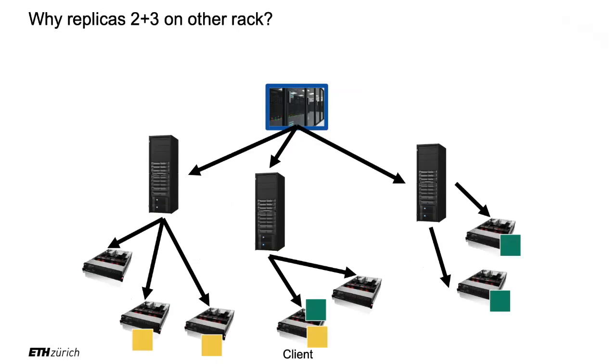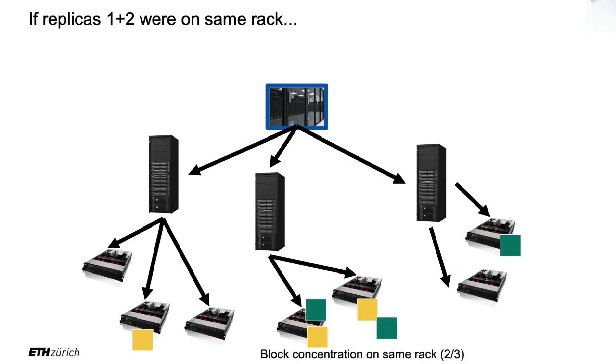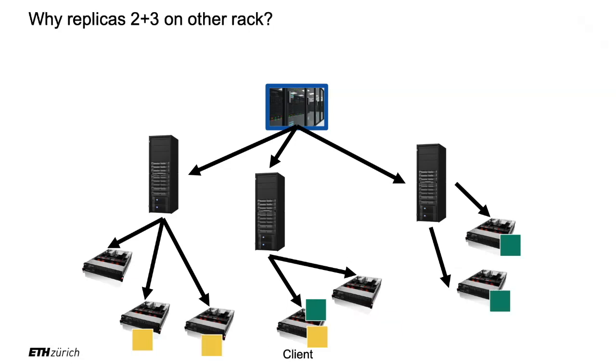Then you could say, okay, why is the second replica not in the same rack as the client? This is why. If you store the second replica in the same rack as the client, you end up with a concentration of blocks on the same rack. This is dangerous. If there's a crash and something goes wrong, then you don't lose one replica, you lose two. Then you're left with just one. So that's the reason why we prefer this.